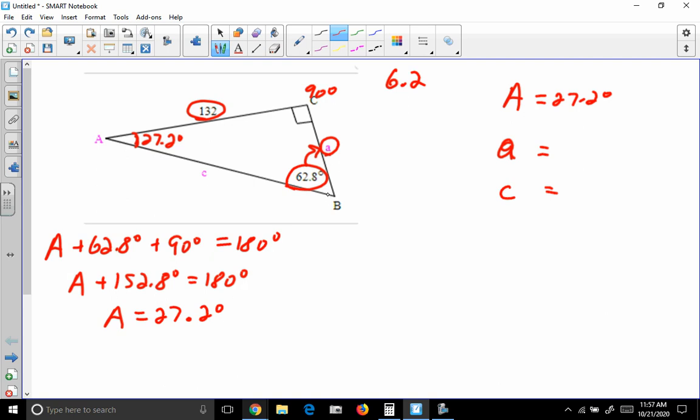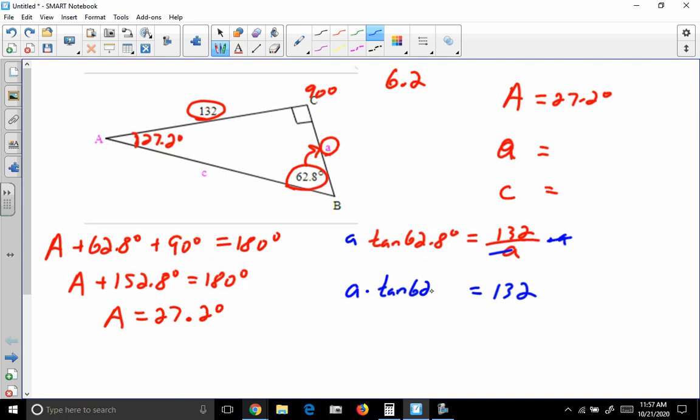So which trig ratio involves an adjacent side and an opposite side? Well, that would be tangent. Tangent of that angle is the opposite side divided by the adjacent side. Tangent is opposite over adjacent. So we can solve this for A. We can multiply both sides by A to make the A's cancel on the right, and then divide by tangent 62.8 degrees to get A by itself.